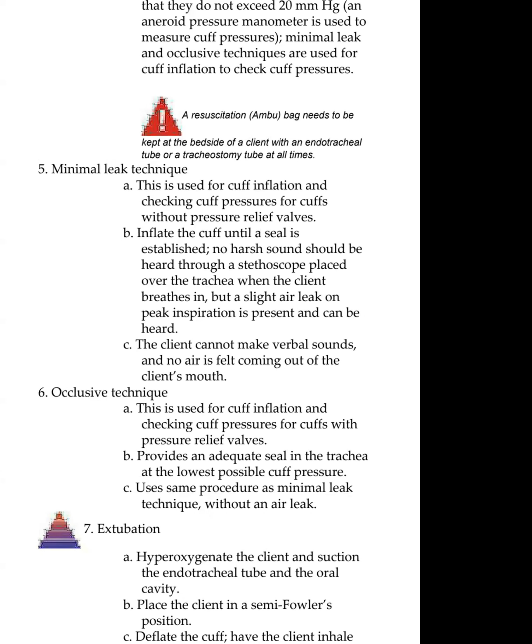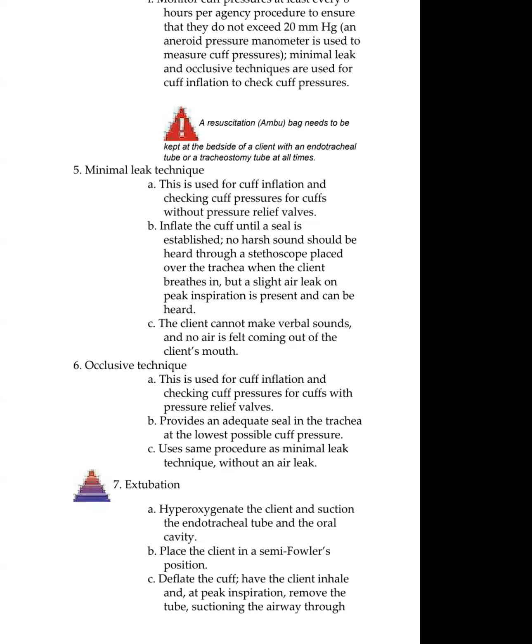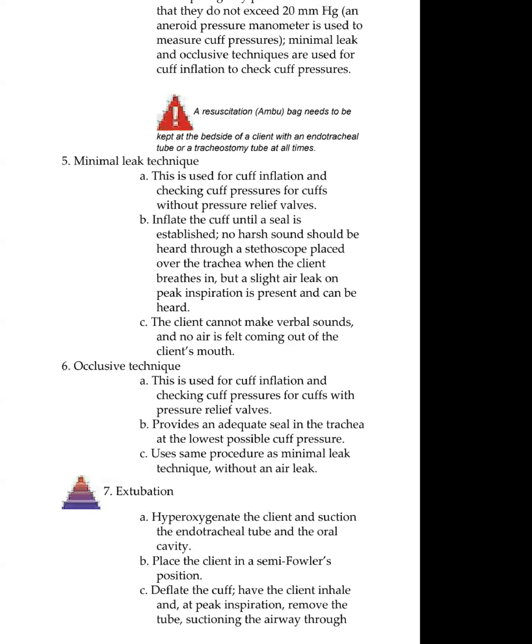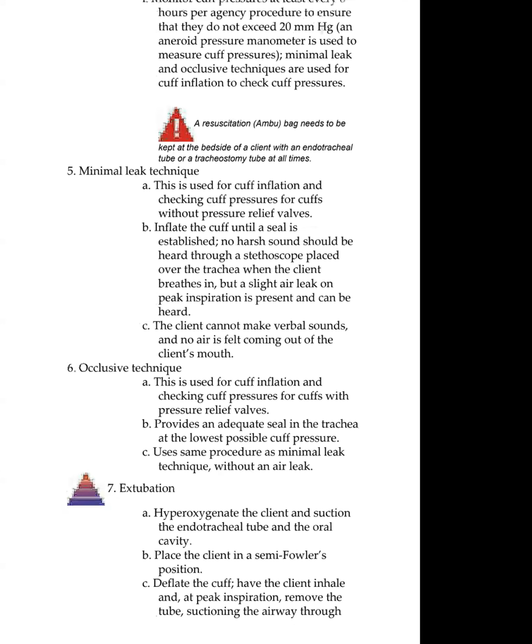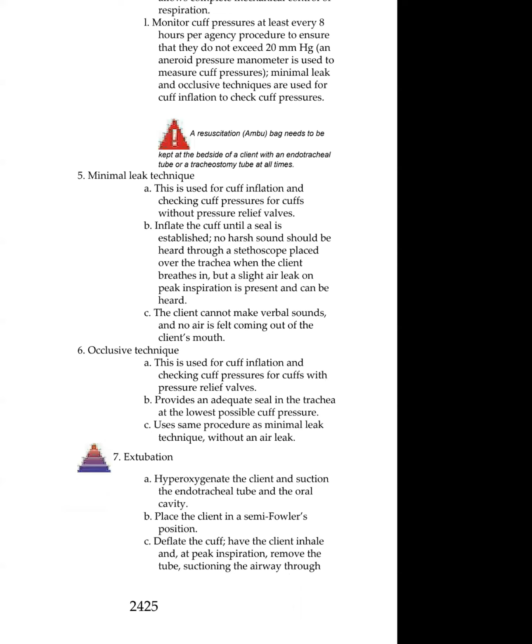An occlusion technique માં શું કરે છે તો this is used to cuff inflate and check the cuff pressure for the cuffs with the pressure relief valve. Provide an adequate seal in the trachea at least lowest pressure possible cuff pressure. Use the same procedure as the minimal leak technique. બરાબર અને without the air leak. એના પછી છે extubation that we will learn tomorrow. Tracheostomy.